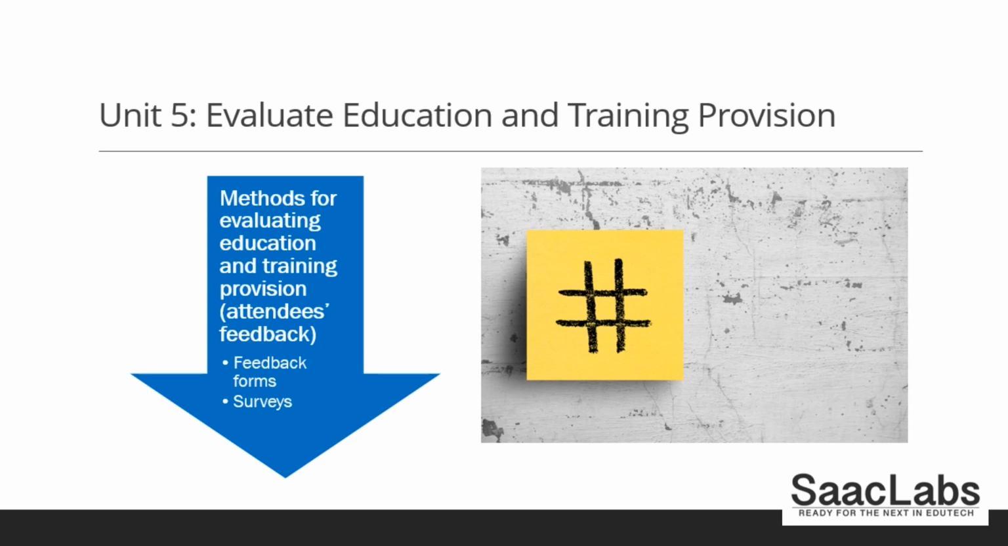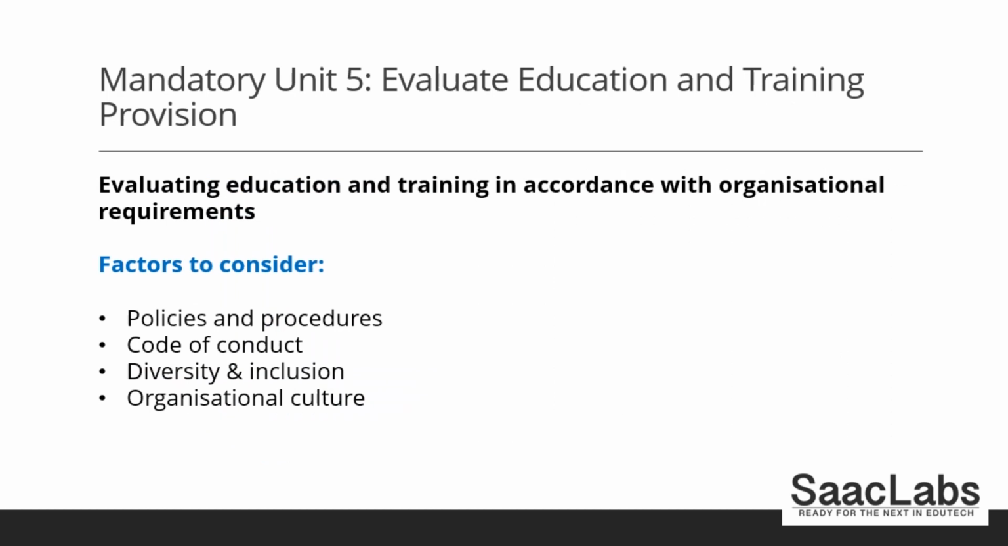We are going to be talking about the organizational requirements that we as training and development practitioners should always be aware of, especially when we are designing and delivering training. We should always be aware of the main policies and procedures of the organization and ensure that we are compliant with them as practitioners. Also, we should always pay attention to the code of conduct. Most companies have a code of conduct. Most companies have diversity and inclusion policies.